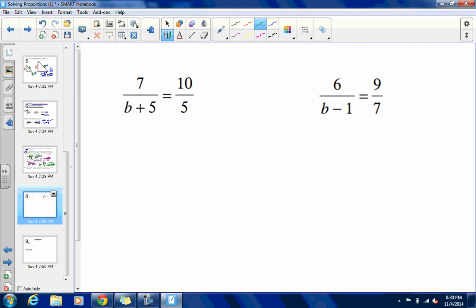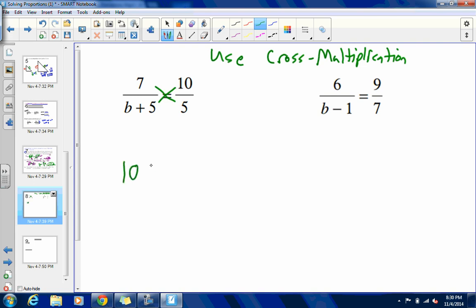Okay, but in this case, you're going to have to use cross multiplication. All right. So use your cross multiplication to solve the variable. So let's try the first one, and I'll let you try the second one. The first one, if you cross multiply, we have b plus 5 times 10, or 10 times b plus 5. So I want to actually write that out. 10 times b plus 5.